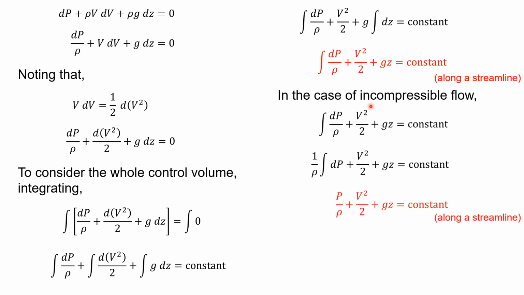In the case of incompressible flow, this differential means it's changing along the way. But in the case of incompressible flow, there are no changes. It will almost remain the same. So you can get this formula. So P over rho plus V square over 2 plus gz equals a constant along a streamline.